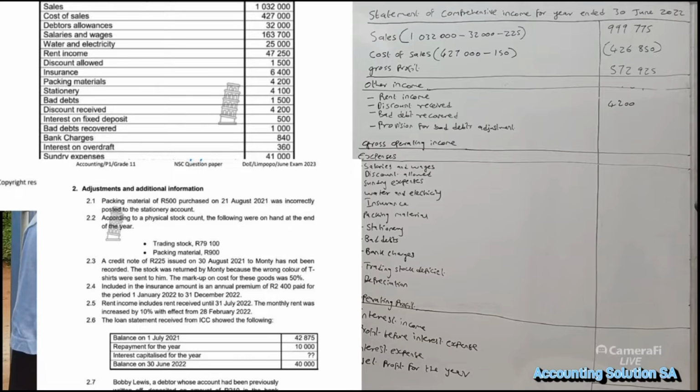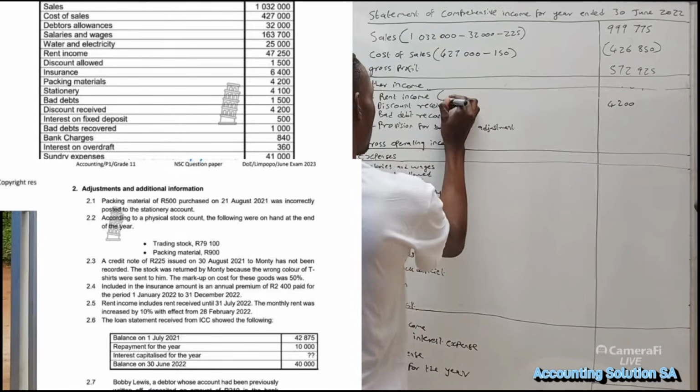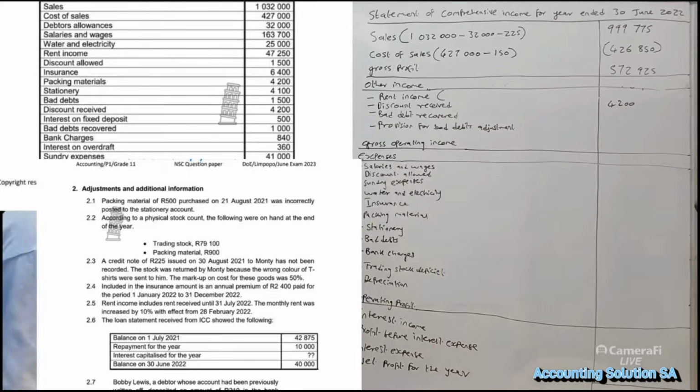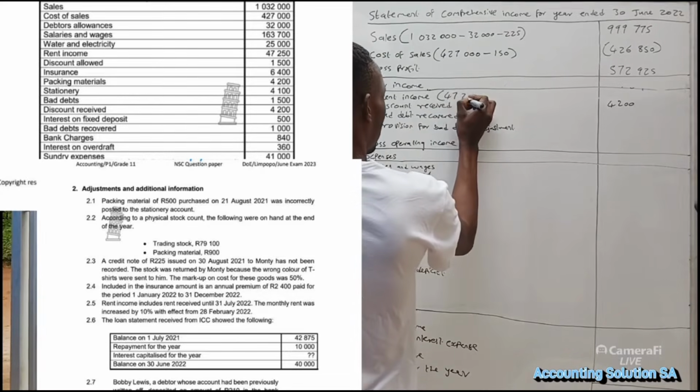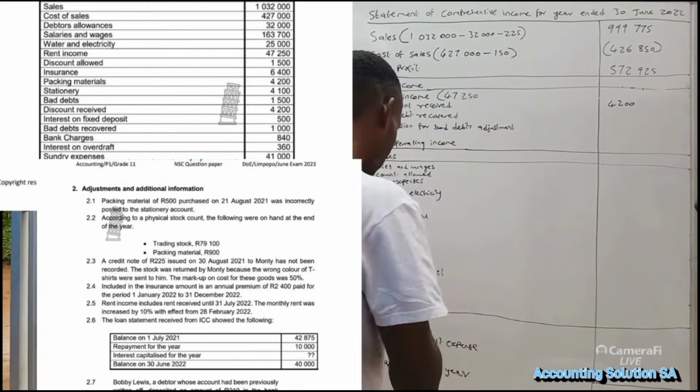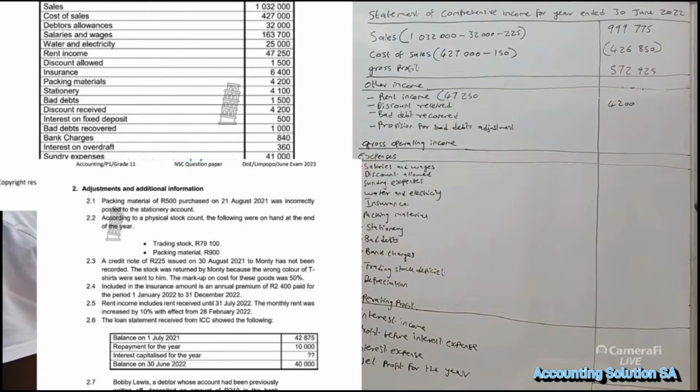Okay, then another one, we have a rent income. A rent income, the first step, we open a bracket and copy the one that we have on our trial balance. Okay, so the one that we have, rent income, is 47,250.